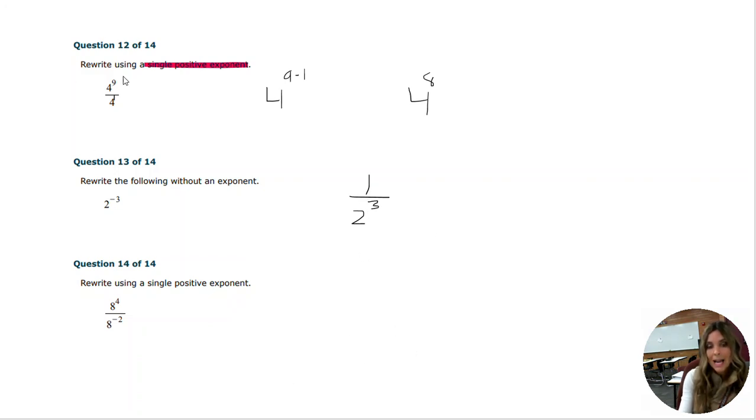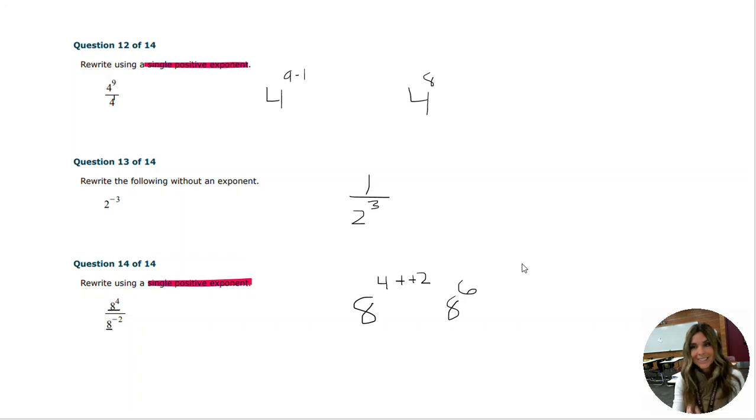And then on the last one, rewrite using a single positive exponent. So again, these are like bases. We need to leave our answer so that it has a single positive exponent, which means we're going to apply our dividing like bases rule first. So 8 to the 4 minus negative 2, and then this becomes adding a positive, so that becomes 8 to the 6th power, final answer.